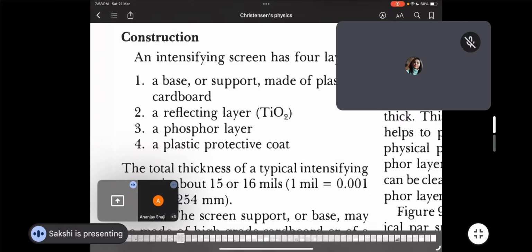Next question you write down. How do you construct an intensifying screen? So write down the answer in your own language based on these 4 layers. Once you are done with writing, let me know.